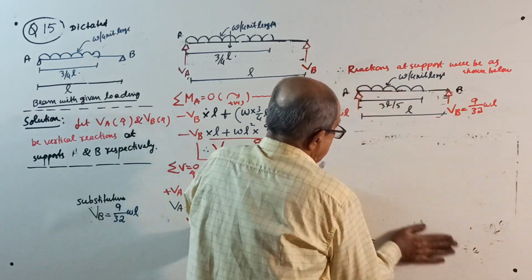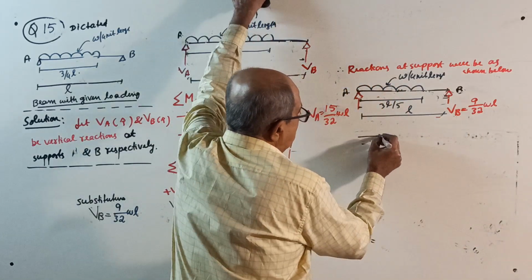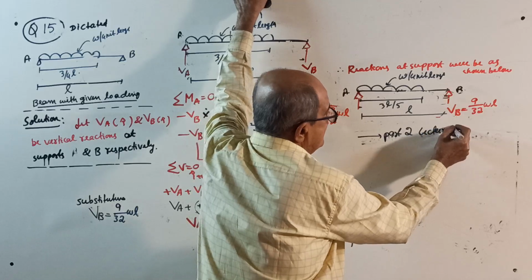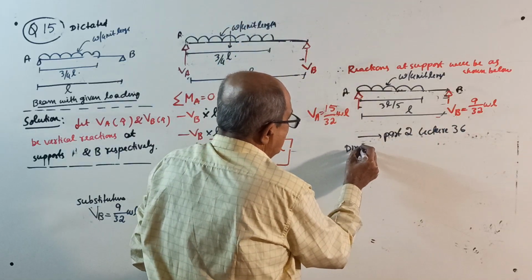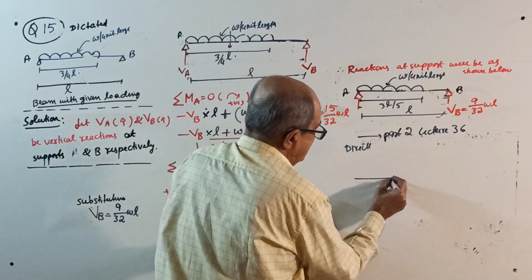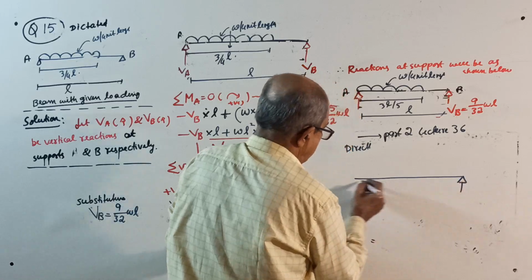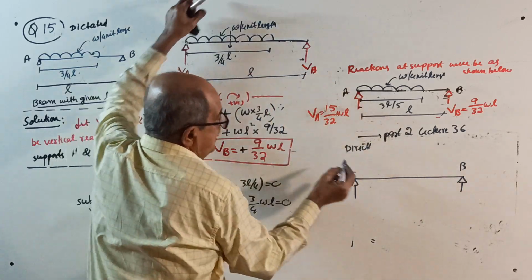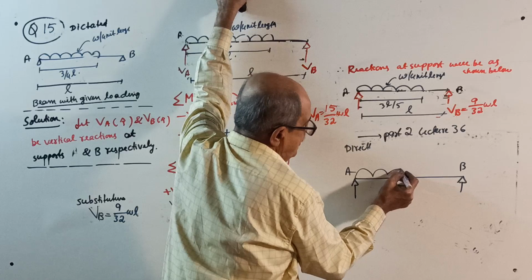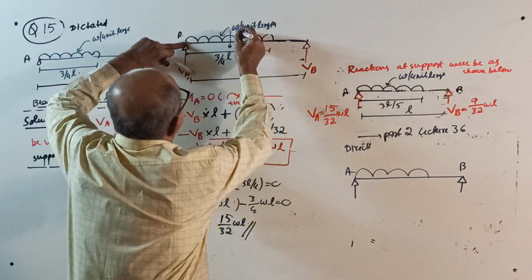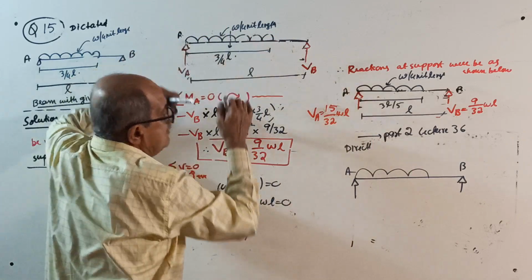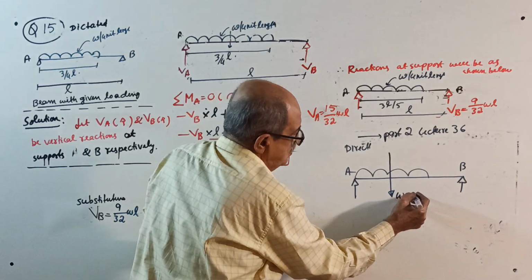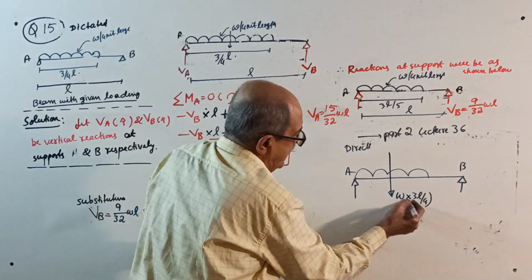See now, if you refer to same part 2, lecture 36, you can directly get the answer. See here, UDL is here. W per unit length for a length of 3L by 4 means the total load equal to W into 3L by 4. Use a bracket if you want.